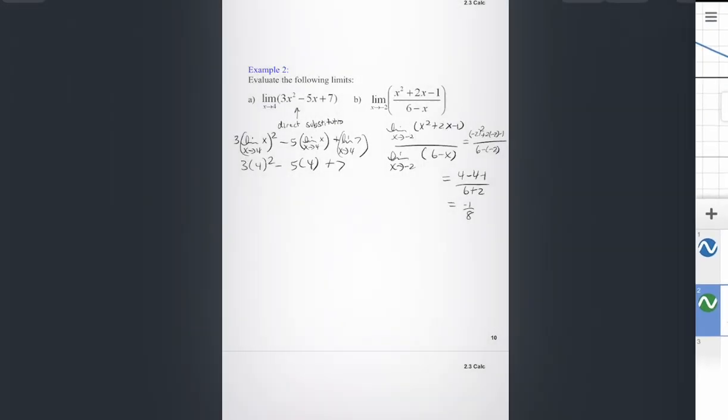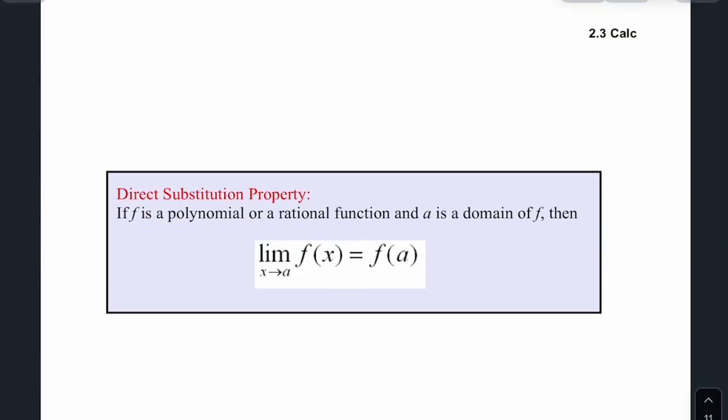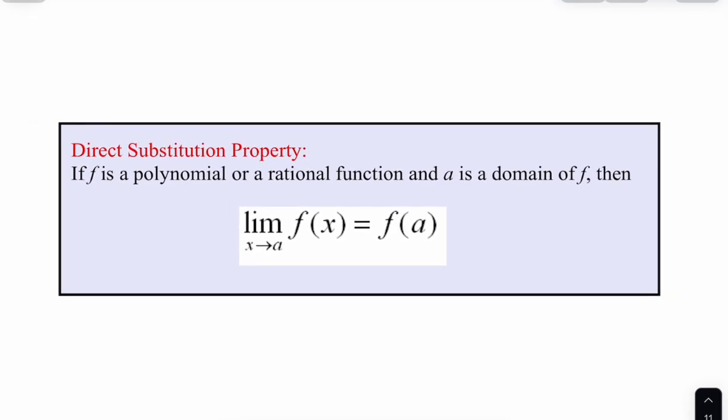Now let's get rid of that. So as long as we have a polynomial or rational function that a is in the domain of the function, then we can use direct substitution. So if f is a polynomial or a rational function and a is a member of the domain, then plug it in. Don't make it harder than it is. So the only values we're going to worry about are our rational functions' excluded values because we would get a zero denominator.